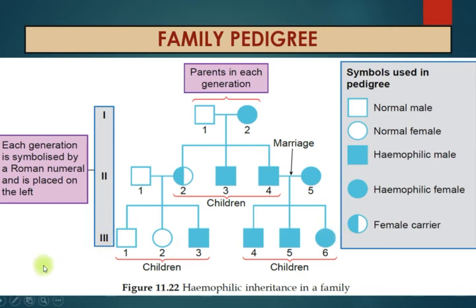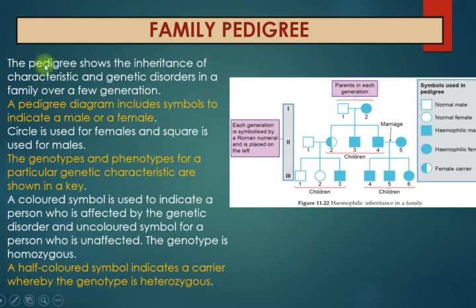The pedigree shows the inheritance of characteristics and genetic disorders in a family over a few generations. A pedigree diagram includes symbols to indicate male or female. A circle is used for females and a square for males. The genotype and phenotype for a particular genetic characteristic are shown in the key. Here they use hemophilia.